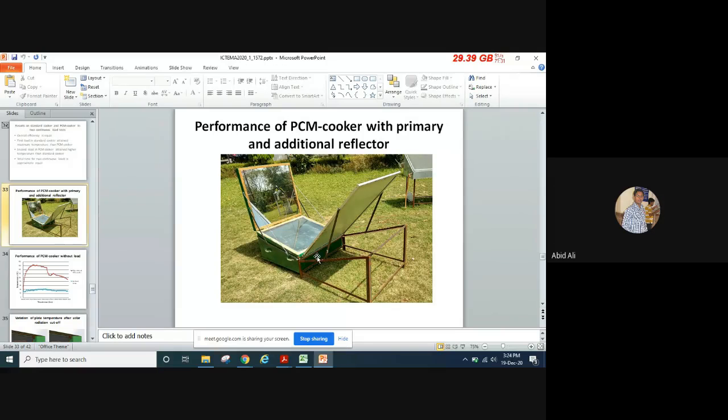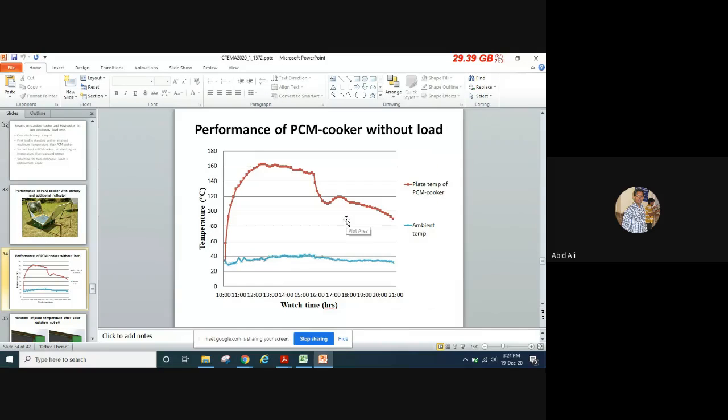This is the primary reflector and this is the additional reflector. And this shows the variation of absorber plate temperature with time. At about 3:40 p.m., the cover of the cooker is closed and the cooker is placed inside the room. After that, the temperature of the plate decreases first and then increases up to a melting point, and after that gradually decreases and remains about 100.